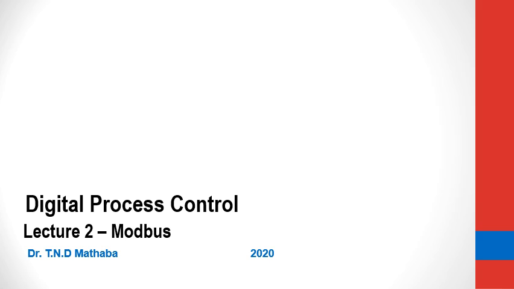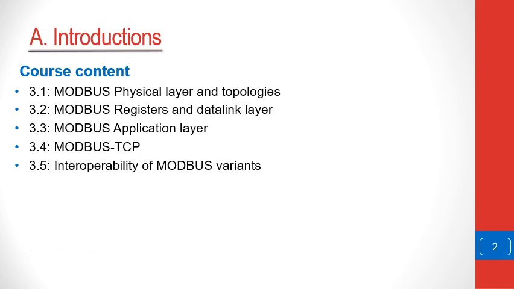Let us now consider the second field bus technology, which is called Modbus. So in Modbus, we are going to look at the physical layer, including the topologies, Modbus registers, and the data link layer, the application layer, and a variant of Modbus called Modbus TCP, as well as interoperability between multiple variants of Modbus.